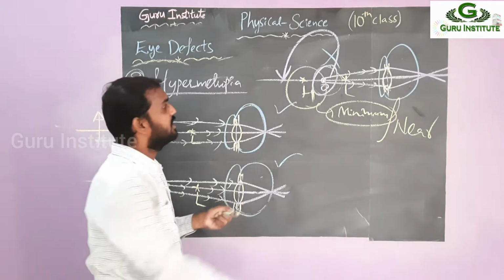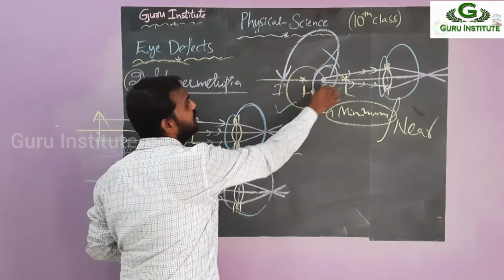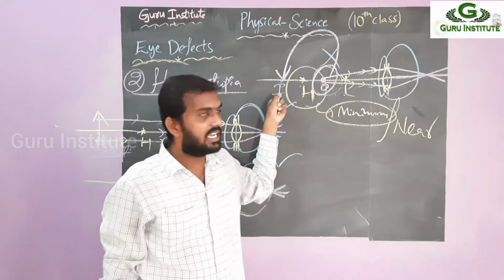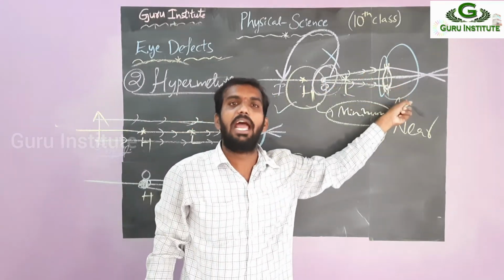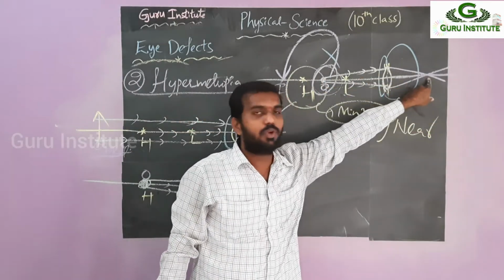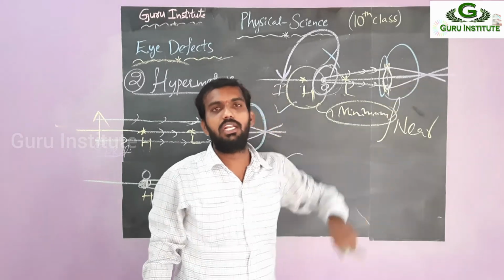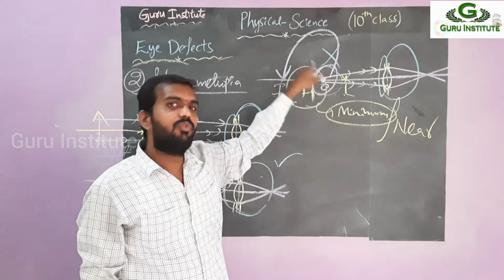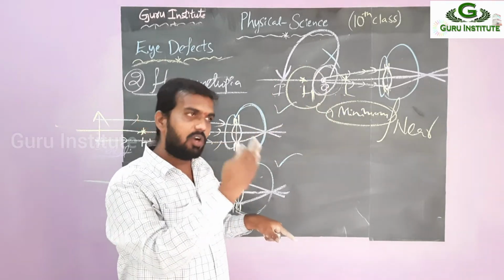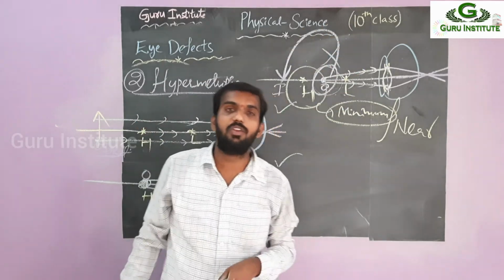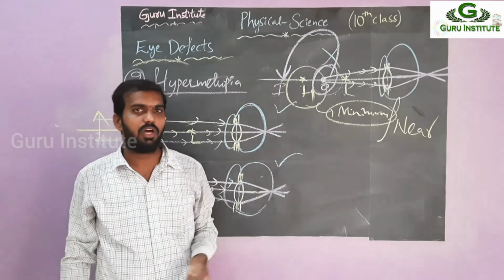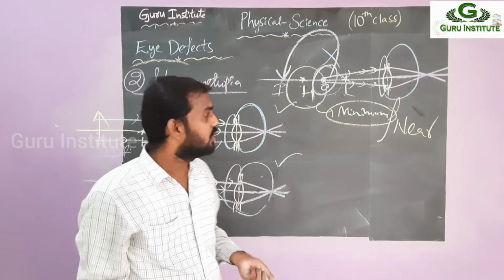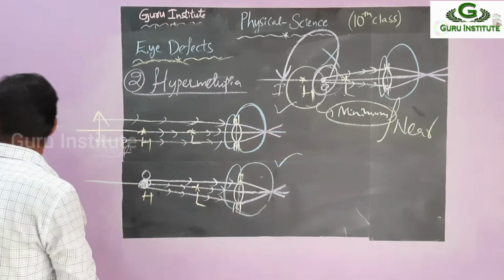That's it. That means the image of this object you have to shift from between H and L to after H. Then this image acts as the object for our eye lens. Then it is projected on the retina properly. Now tell me, from nearer to far, that means if a near object you want to see as a far object, which lens are we using? Simply the opposite to the previous one. What is that? Convex lens. Okay, right? So for this correction you have to use the convex lens.